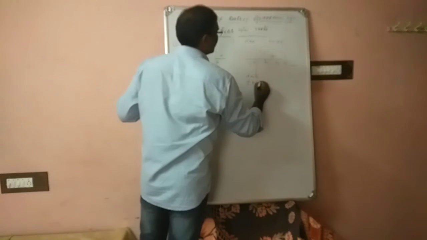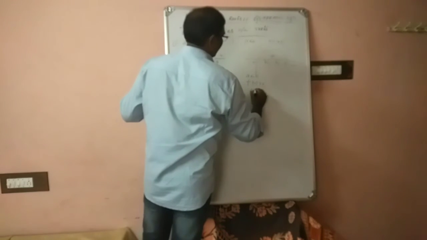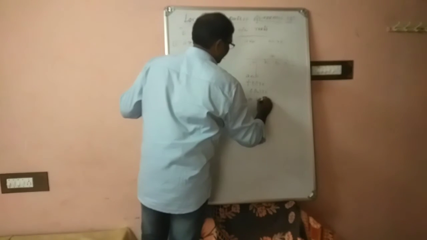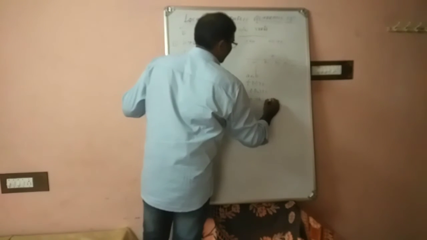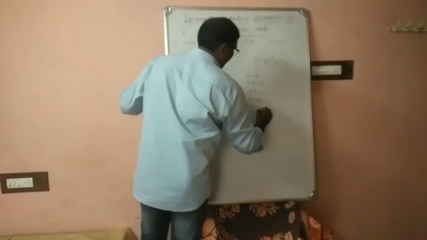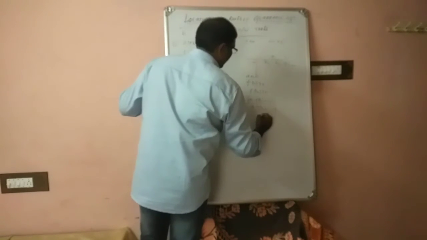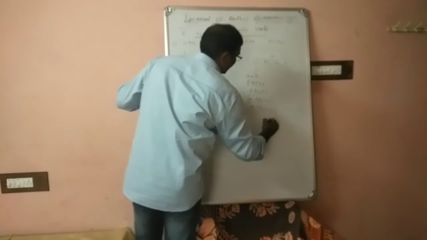F of K1 is positive. F of K2 is also positive. But multiplication of a into f of K1 is negative. A into f of K2 is also negative. So in delta, what is the case here? Delta is greater than 0.